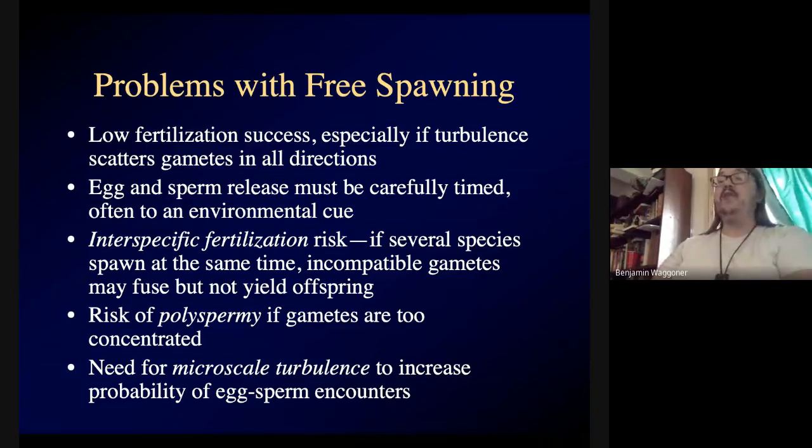There's a risk of interspecific fertilization, which means that if you have several species spawning at the same time, then sometimes gametes of two different species may end up fusing. And in that case, they generally don't yield offspring. There's also a problem I've seen in lab. If the gametes are too concentrated, there's a risk of what's called polyspermy. That is, if two or more sperm happen to fertilize the same egg at the same time.